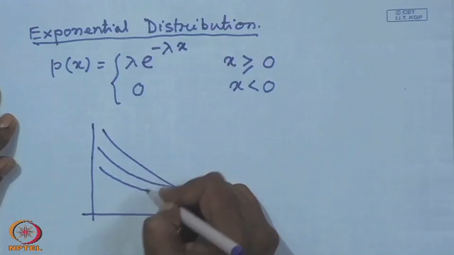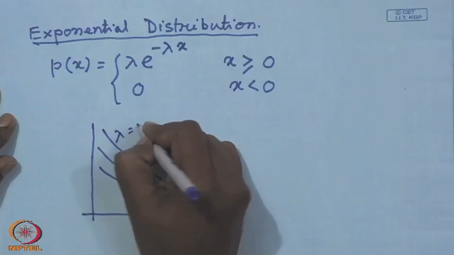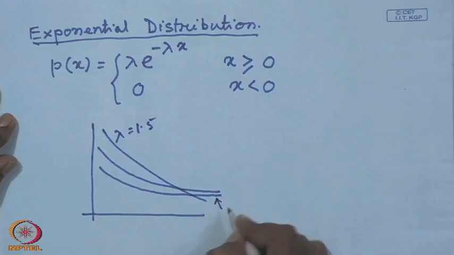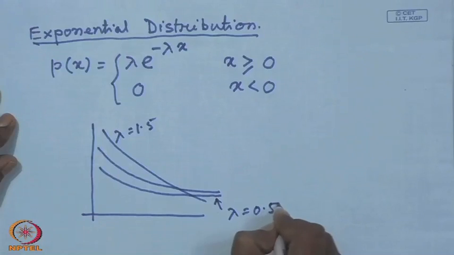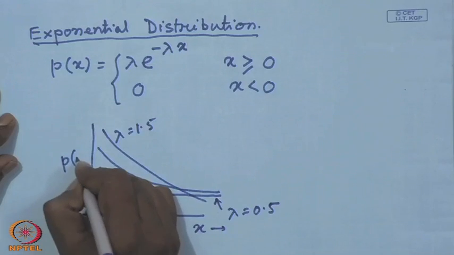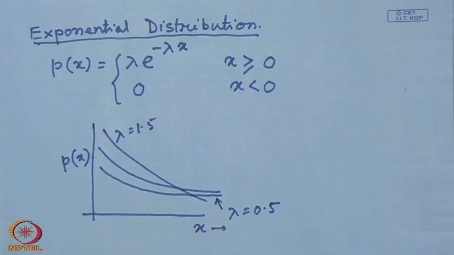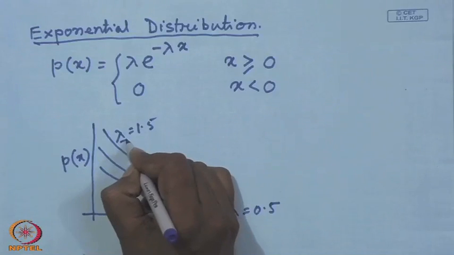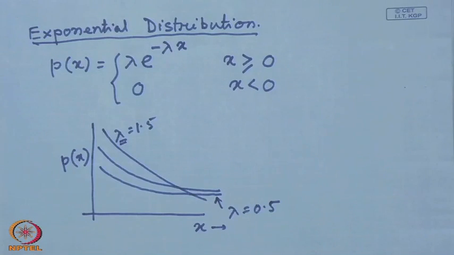So, as I increase the value of lambda, this may be for say lambda is equal to 1.5, this may be for say lambda is equal to 0.5. So, this is my x and this is p of x. So, again in case of exponential distribution, you find that your probability distribution function is entirely defined or decided by a single parameter, which is this lambda. So, if I can estimate the value of lambda, then I know the probability density function or the probability distribution function.